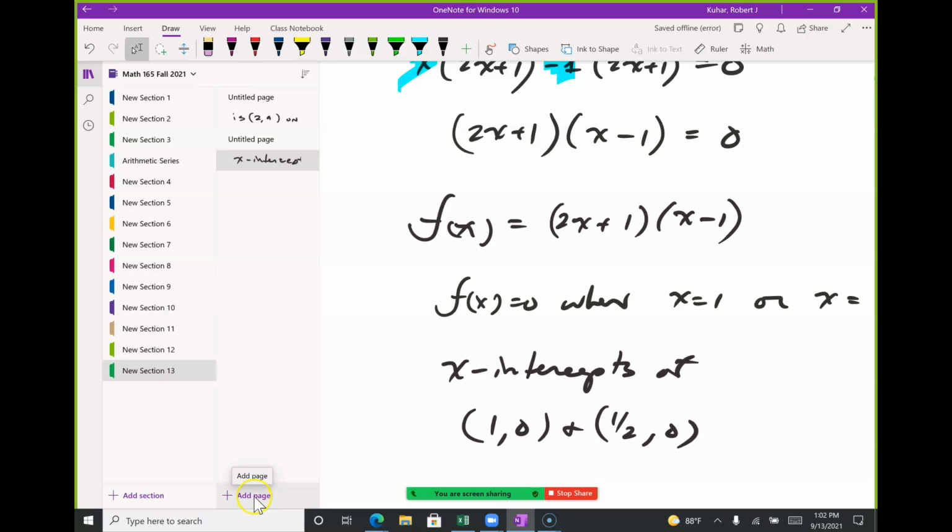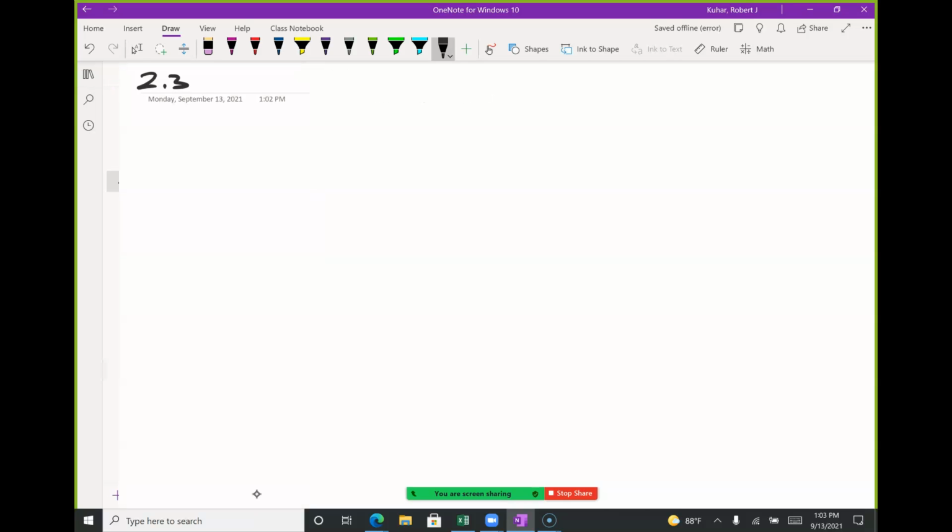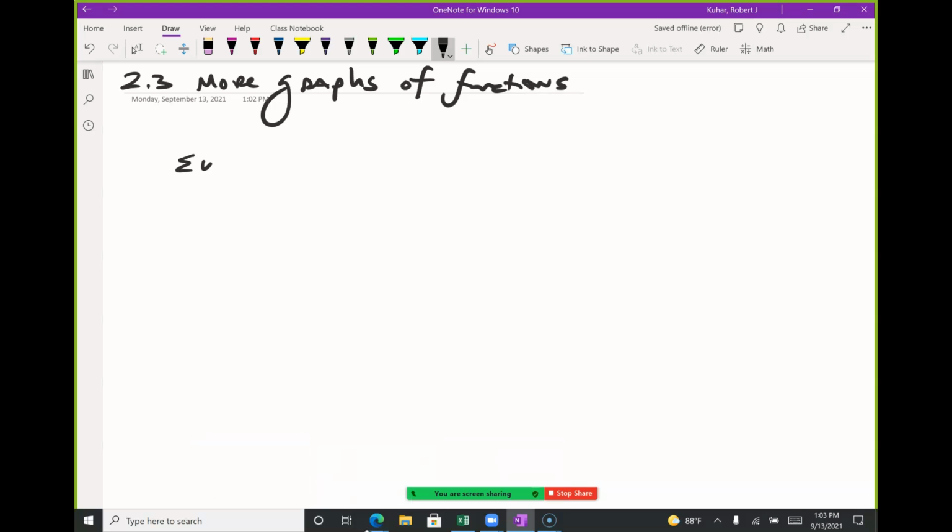I'll try and slow down here, okay? But I felt like that mostly was review. But the next thing we're doing is even. So we're in 2.3 right now, okay? And it's more graphs of functions. But a couple of things that we're going to be talking about are even and odd functions. So symmetry, really. We're going to be talking about average rate of change or more difference quotients.